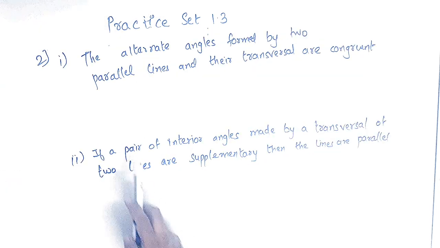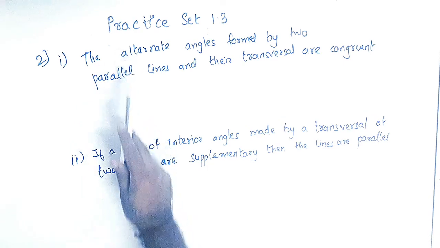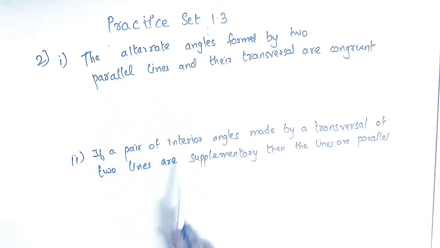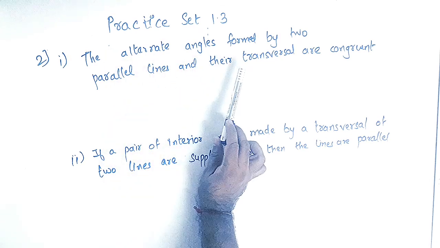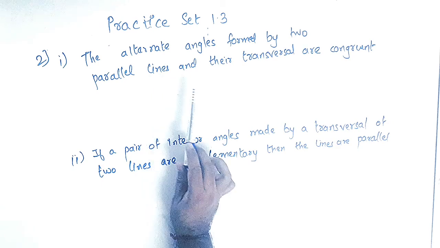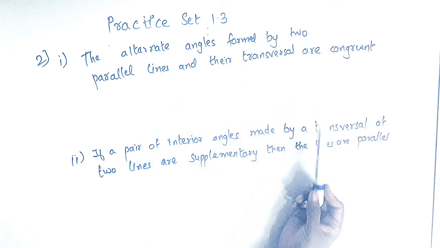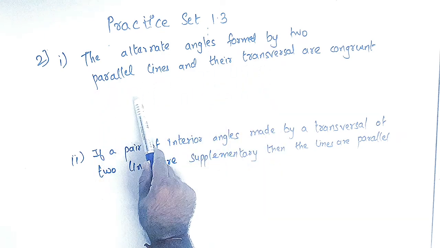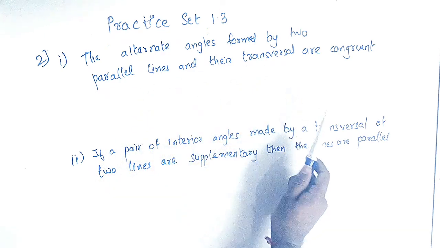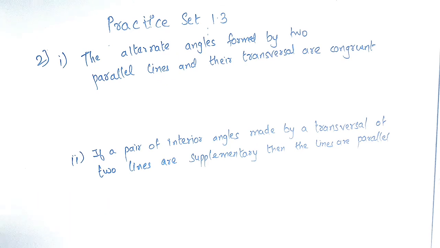So let us see the first one here. We have to write the converse of these statements. I have written the question here, which says: the alternate angles formed by two parallel lines and their transversal are congruent. In the previous video, I think you have all understood what alternate angles are, what a transversal is, and what parallel lines are. So how will we write its converse?